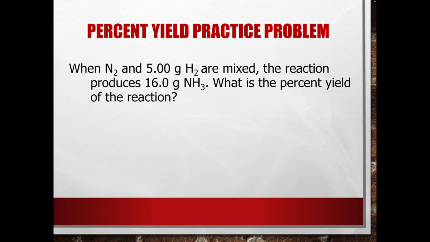And then again, you'll notice that this is a percent yield problem because we are given a mass of a reagent, right? A mass of a starting material and a mass of our product. So this is different from a limiting reagent problem when we're only given masses of our reactants. All right, go ahead and pause here, see if you can figure out the percent yield, and then come back when you're ready to see the answer.